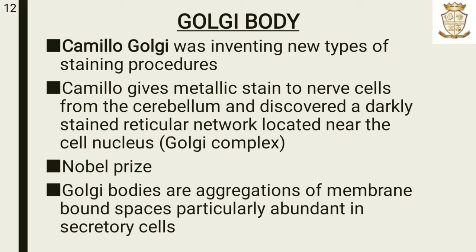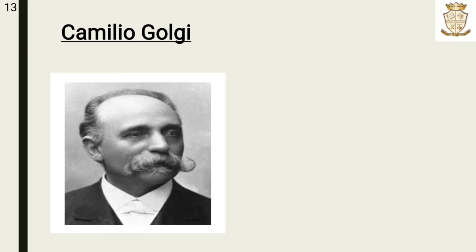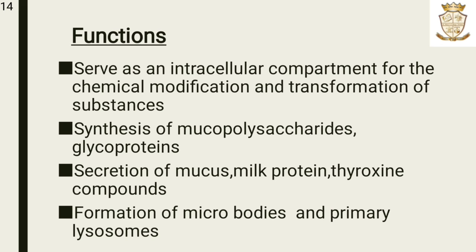Camillo Golgi was inventing new types of staining procedures. Camillo gave a metallic stain to nerve cells from the cerebellum and discovered a darkly stained reticular network located near the cell nucleus. It was the Golgi complex. He got the Nobel Prize for the discovery of the Golgi body. Golgi bodies are aggregations of membrane-bound spaces particularly abundant in secretory cells. This is Camillo Golgi.